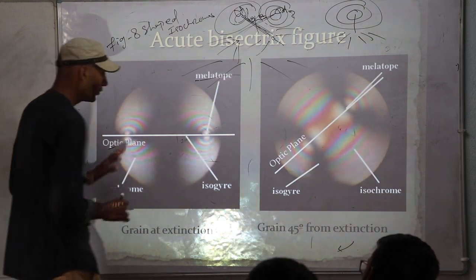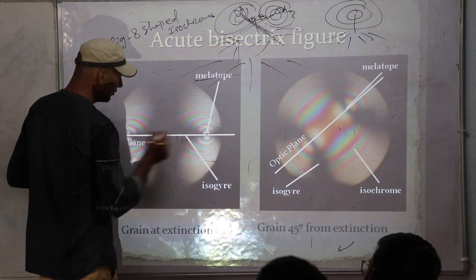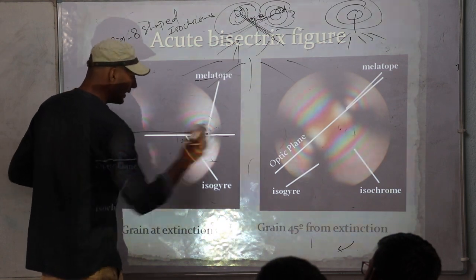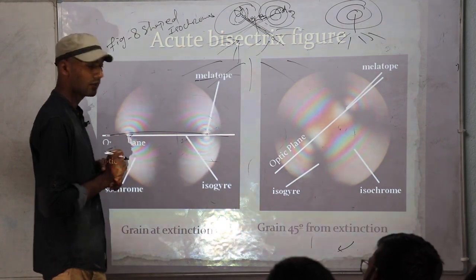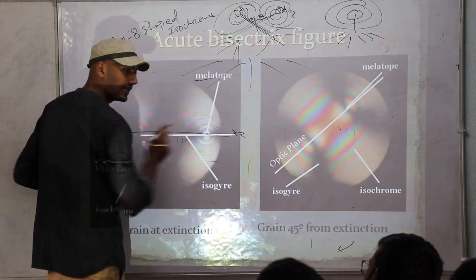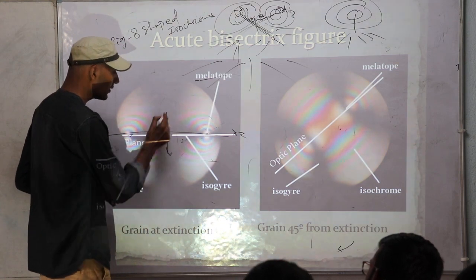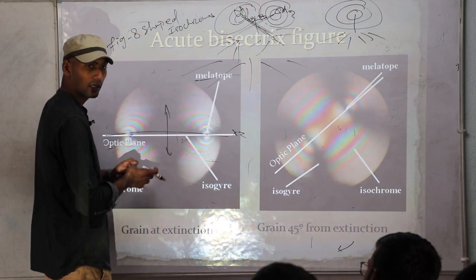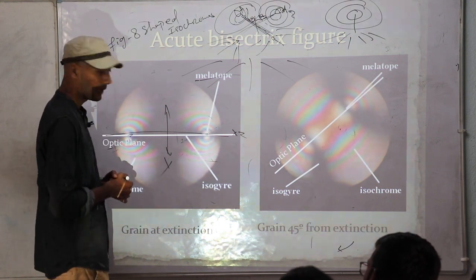Let's say, for example, I have already told you these are the two melatopes. If I draw a line, that shows you the optic plane. That means XZ. This is showing the XZ plane. So this is perpendicular to the XZ plane. So what will be that? Y. That will be Y.